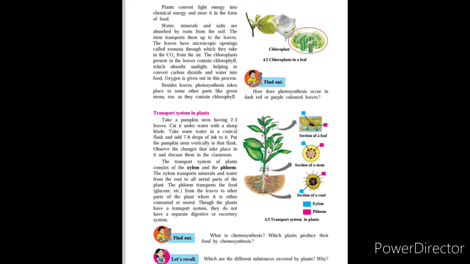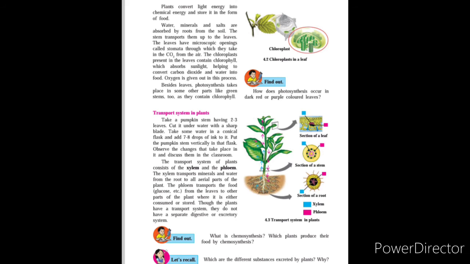Now the next point, the activity: transport system in plants. Take a pumpkin stem having 2 to 3 leaves and cut it under water with a sharp blade. Take some water in a conical flask and add 7 to 8 drops of ink, pen ink you can use. Put the pumpkin stem vertically in that flask. Observe the changes that take place and discuss them in your classroom.